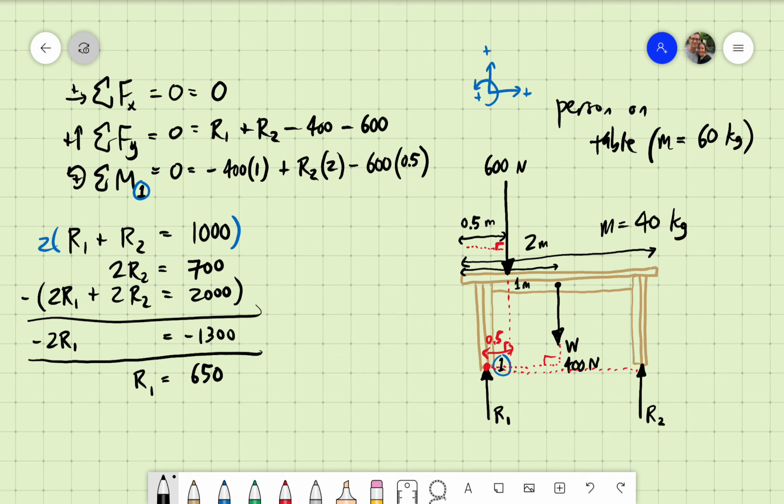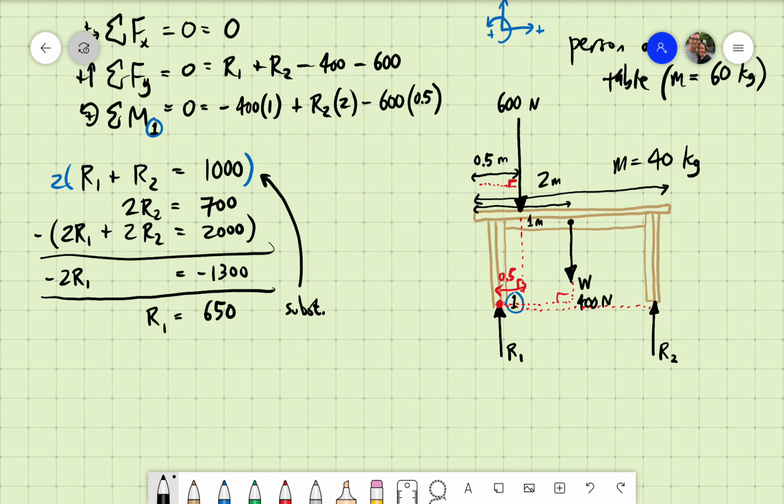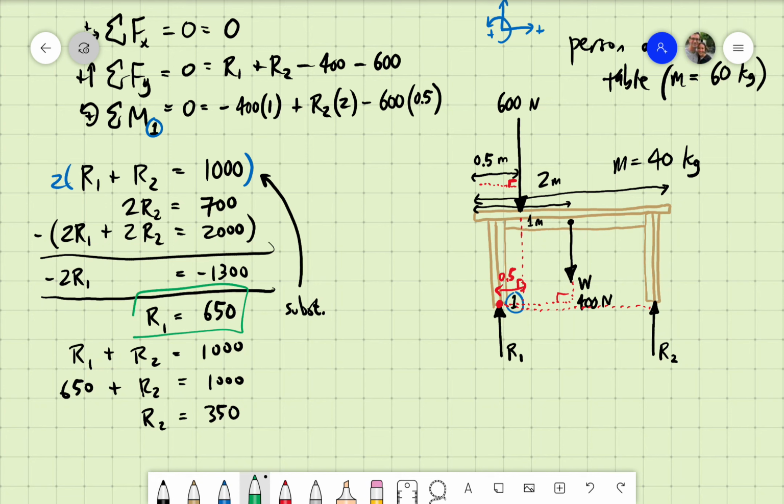And then again, I'm going to substitute, I'm going to feed that into this original equation. I get R1 plus R2, I'm just going to rewrite it again, equals that. But I know now what R1 is. I can sub it in. I subtract 650 from both sides, and that leaves me with 350. Those are my two answers this time.